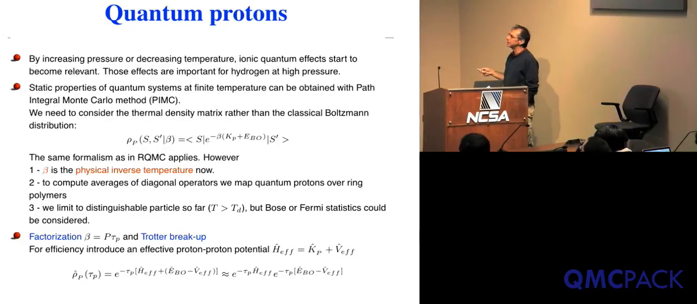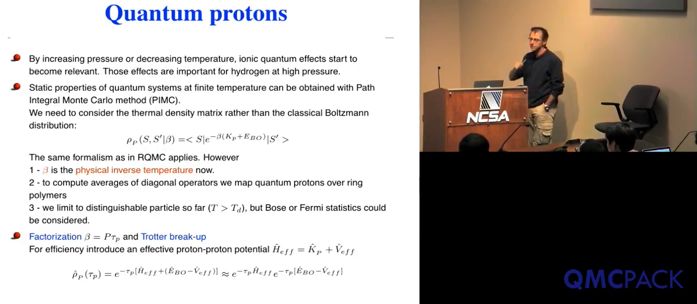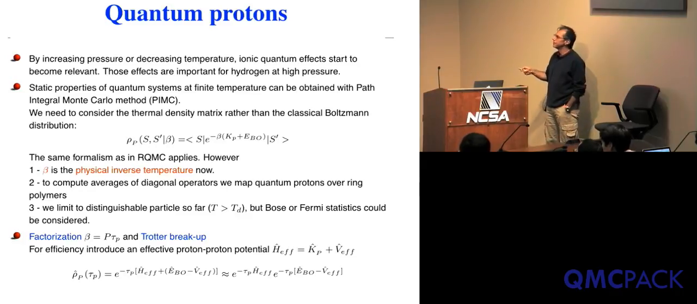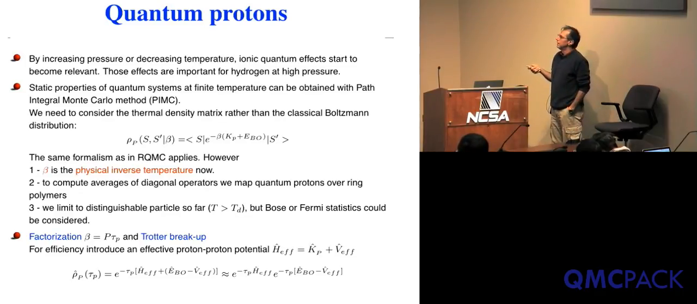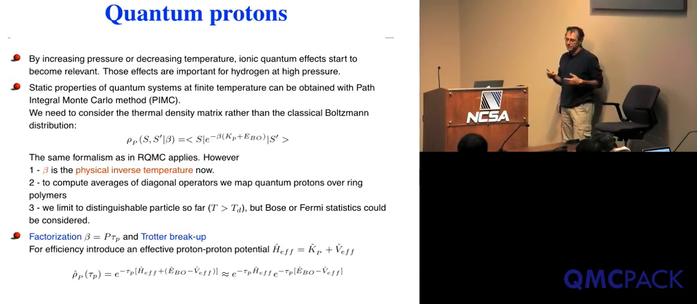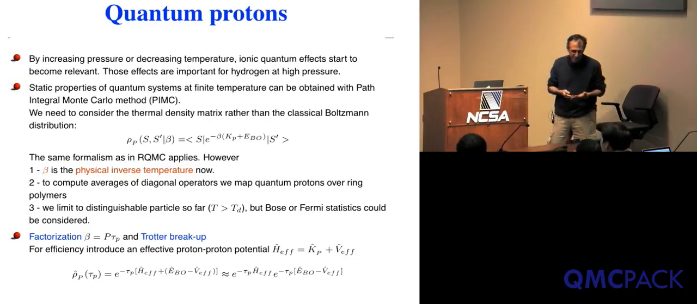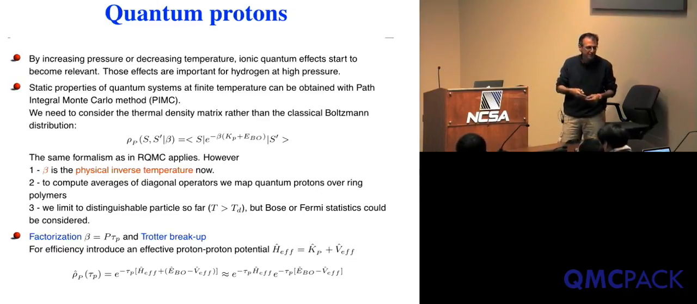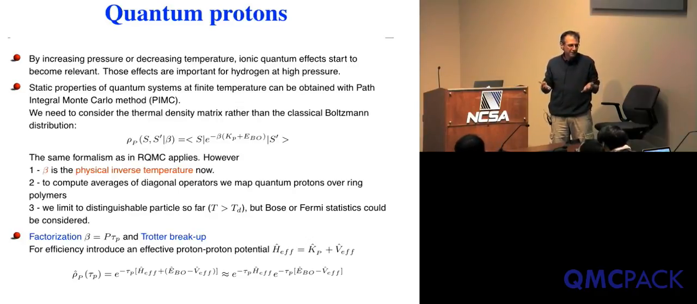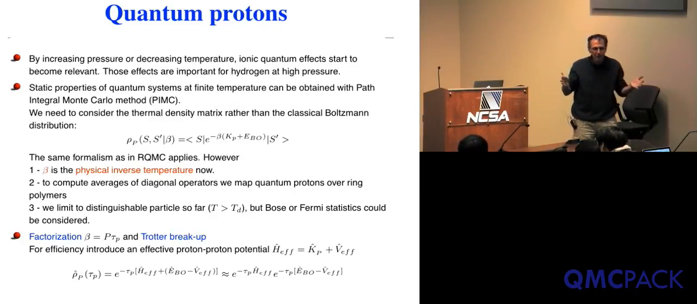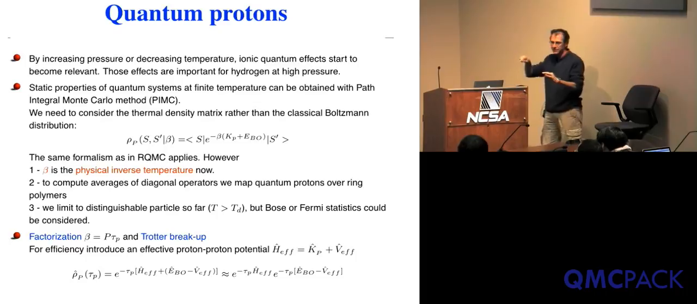To compute the average of diagonal operators, and this is what we compute for protons, we map quantum protons to a ring polymer. So this path integral will become, each particle will become a ring polymer, and then you have a lot of these ring polymers that you have to sample. Here I say we limit to distinguishable particles. Of course, the protons are not really distinguishable particles, they are fermions, or if you have deuterons, they are bosons. But if the temperature is large enough, you can disregard the permutation in this space of particles. So for the moment, we have the diagonal term only.